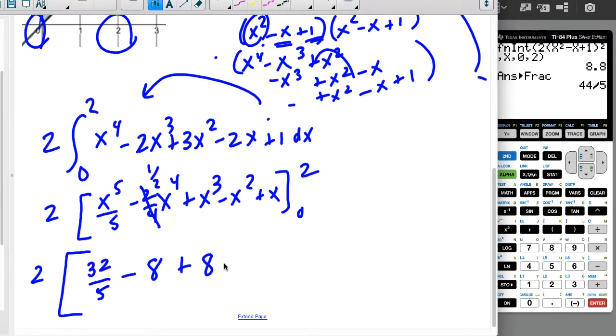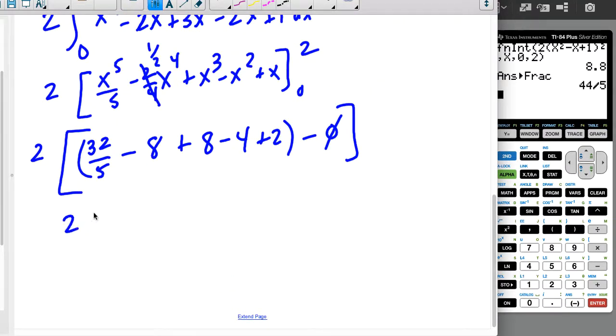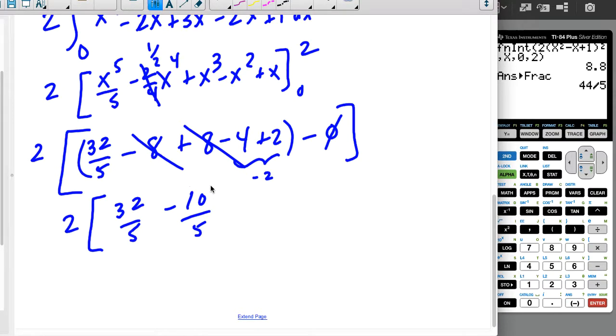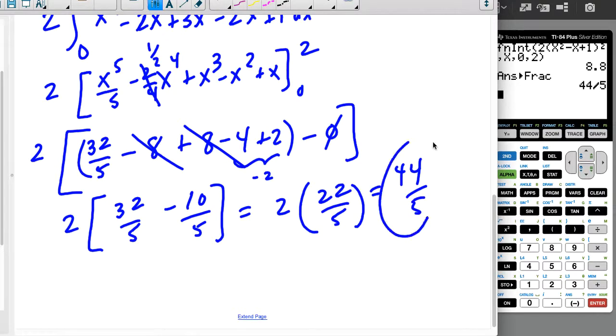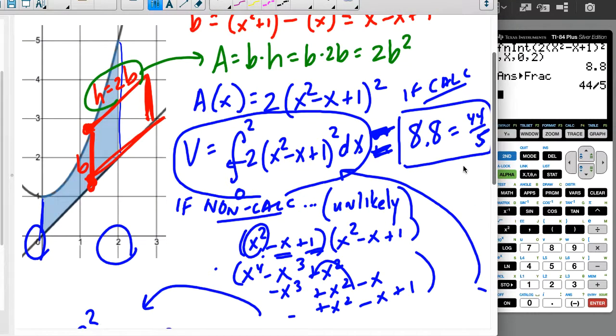Plus an 8 minus a 4 plus a 2. And then conveniently, when I plug in the second bound, it's all a bunch of 0s, which is nice. So I'm going to get a 2. I have 32 fifths. The 8s conveniently sum to 0, and I get a minus 2, so that'd be minus 10 fifths. Hey, there you go. So I get a 2 times the 22 fifths, which is totally the 44 fifths we got when I went with the calculator first. So that's exciting. Yay, 44 fifths.